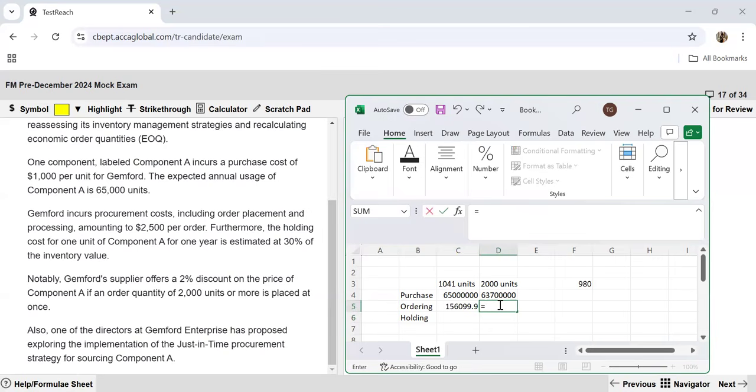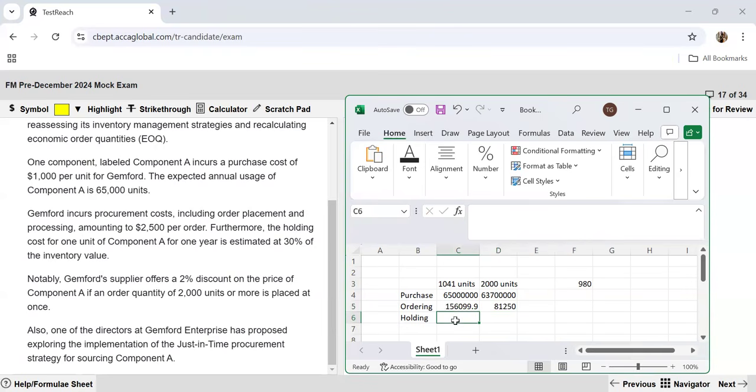Similarly, I will work it out for this one also. 65,000 will remain my annual demand, and I'm ordering 2000 units at once. So this fraction gives me the number of orders, and it is 2,500 per order. So this is my ordering cost.